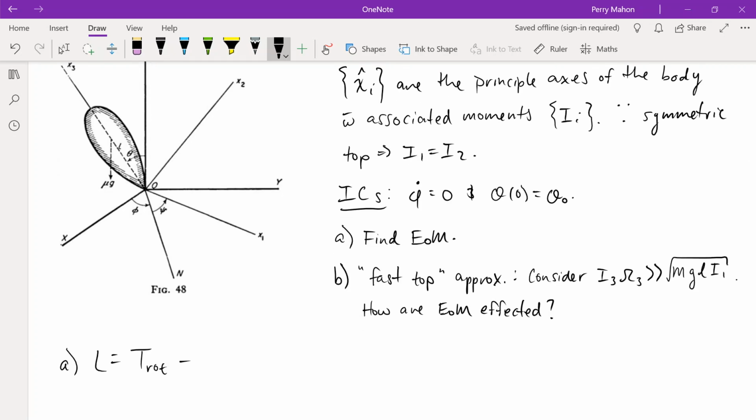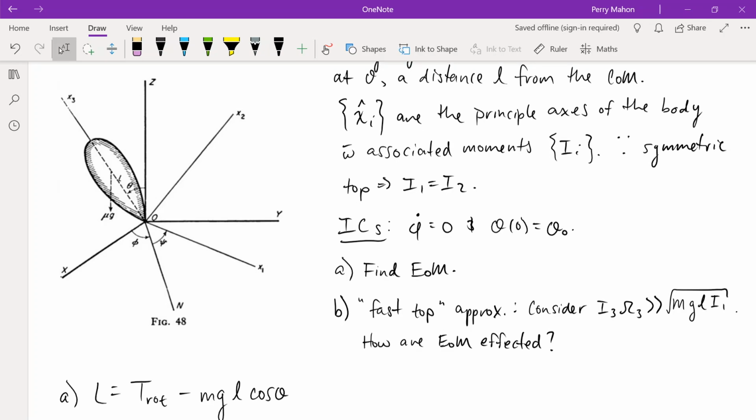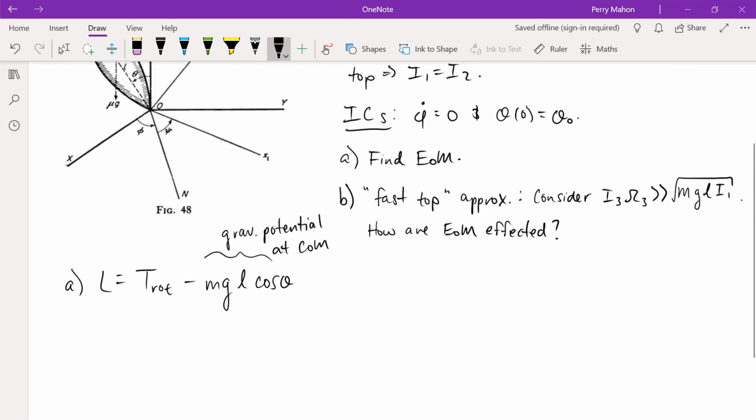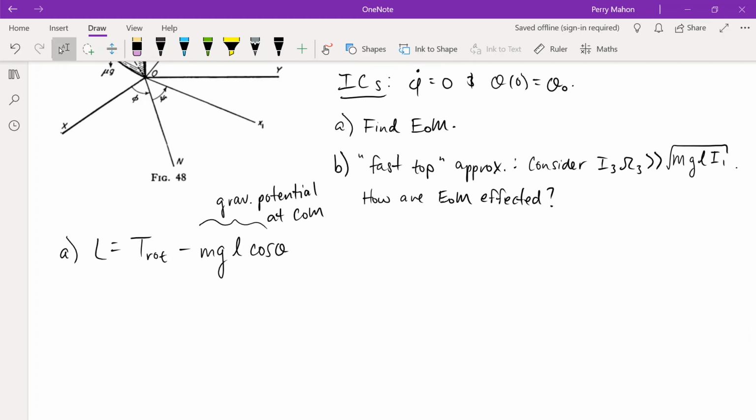Right, the potential term will be MGL cos theta. Recall that L is the distance between O and the center of mass. So you can see this term geometrically. This is the gravitational potential, sorry, at the center of mass. Okay, now we can express this rotational kinetic energy in terms of the Euler angles.